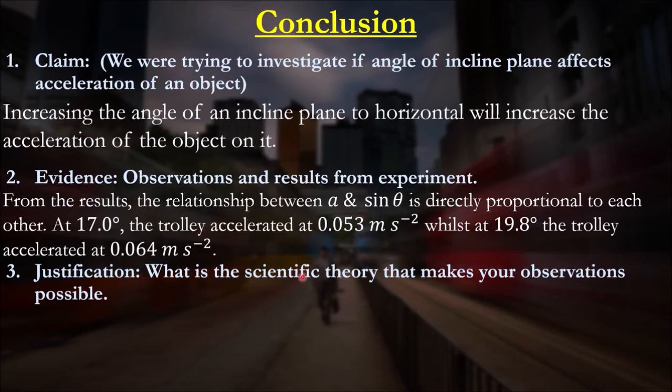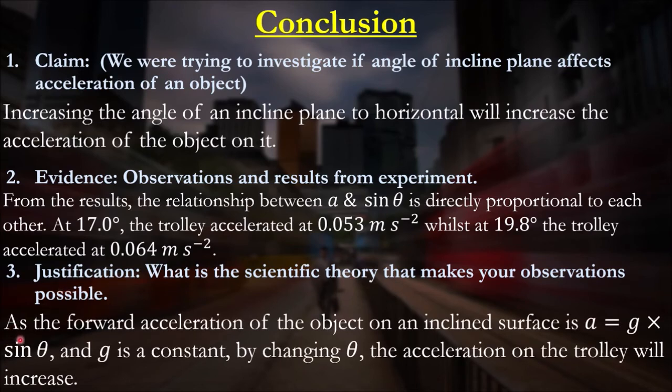And so what's the justification that you can make out of this? This is where you relate back to the formula you use. So we said that the acceleration going down is proportional to sine theta. You can read this out yourself. It's pretty self-explanatory, but I want to just highlight why it gets bigger.